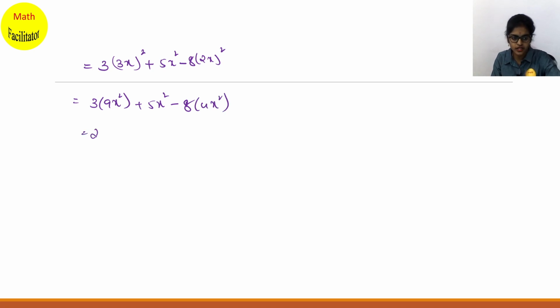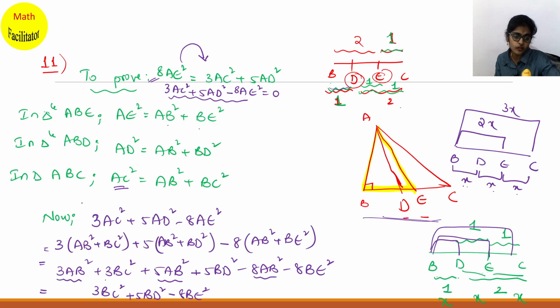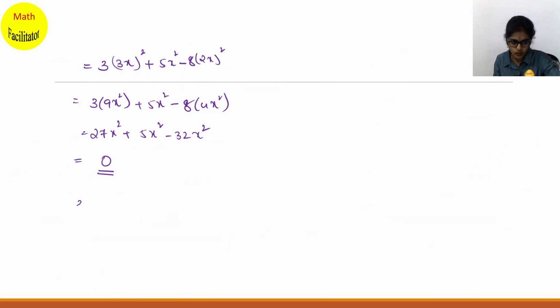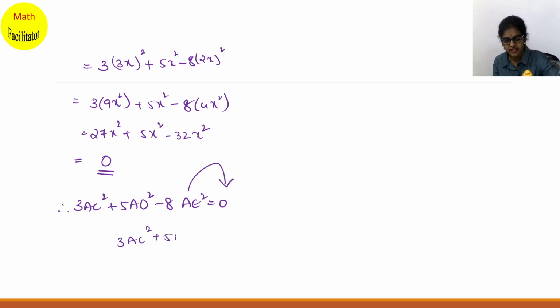So multiply now. It is 27x square plus 5x square minus 32x square. 27 plus 5 is 32, minus 32, so you are getting 0. What did you get as 0? You got 3AC square plus 5AD square minus 8AE square as 0. So send AE square to the other side. You'll get 3AC square plus 5AD square equals 8AE square.